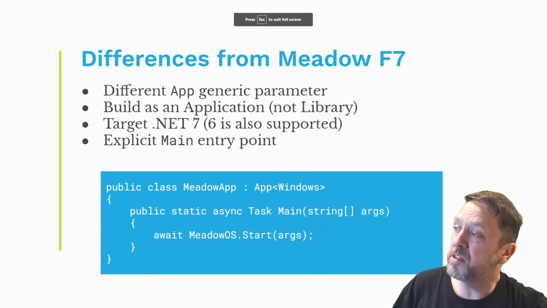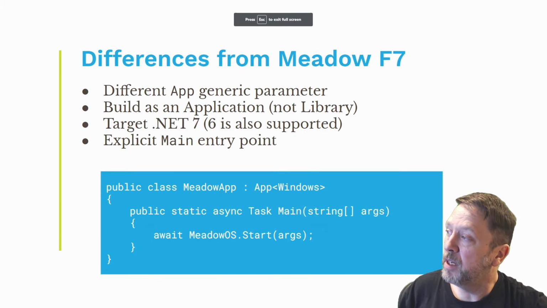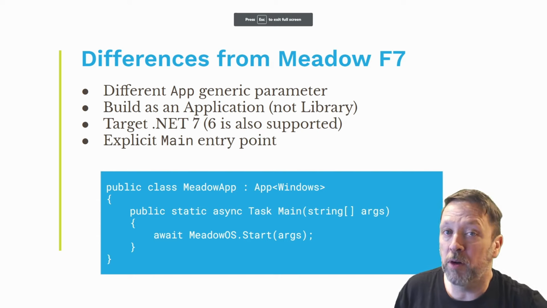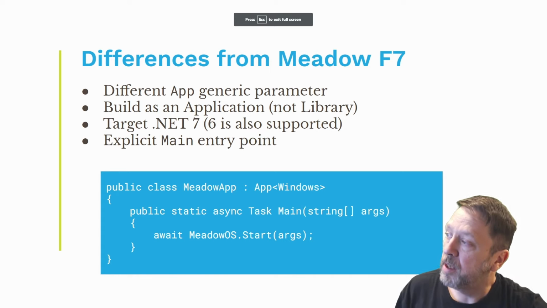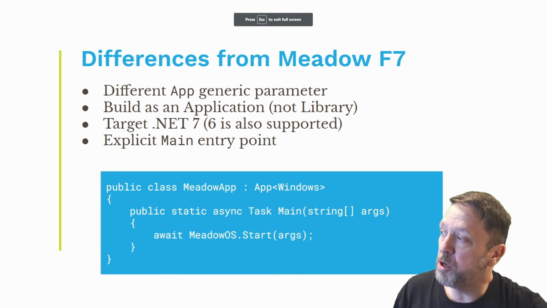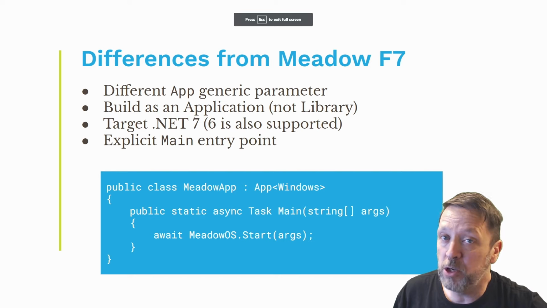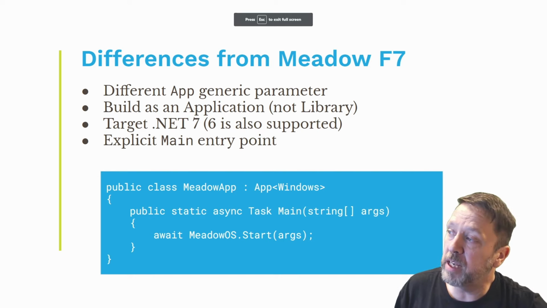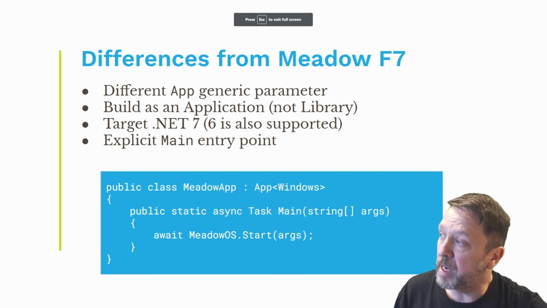Meadow Windows is extremely similar to the F7. It has a different app generic parameter. You see here the Meadow app derives from app, but the generic parameter is Windows. When you build the application, you actually build it as an application as opposed to building it as a library, which you do for the F7.